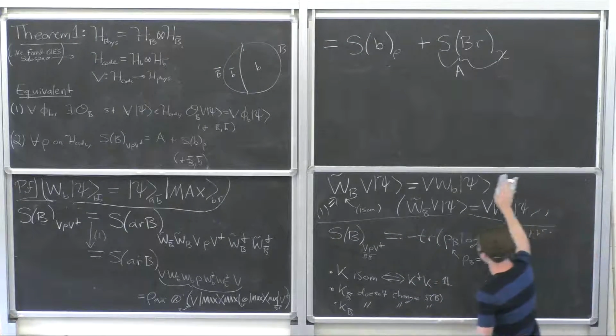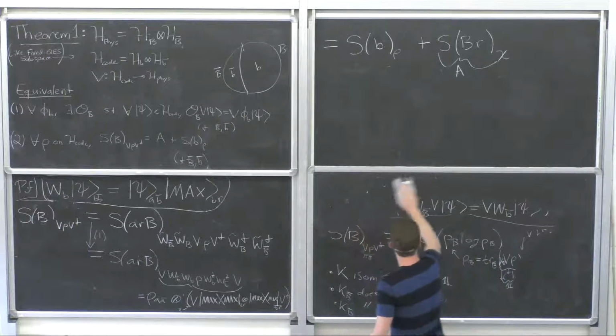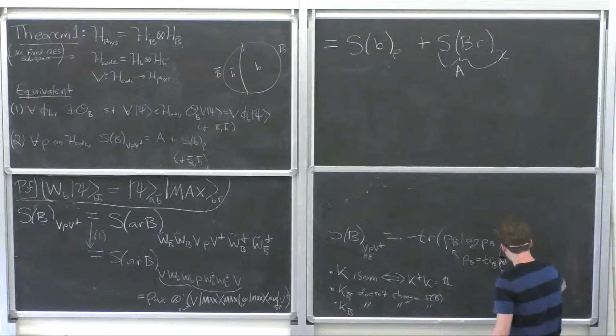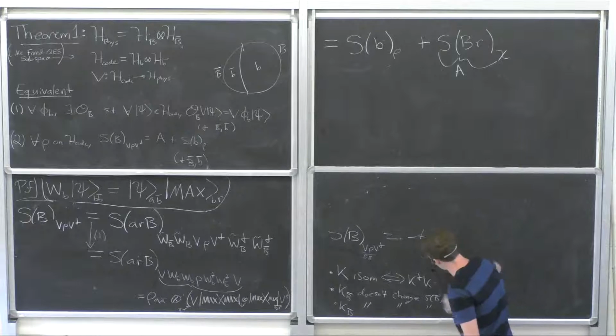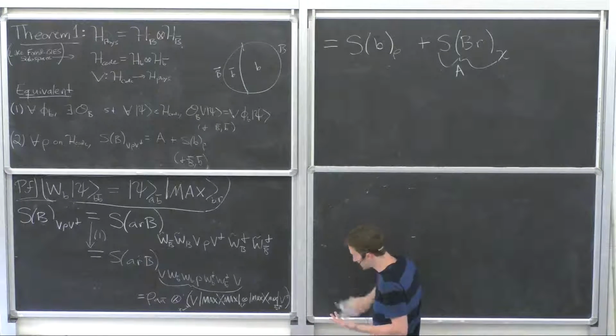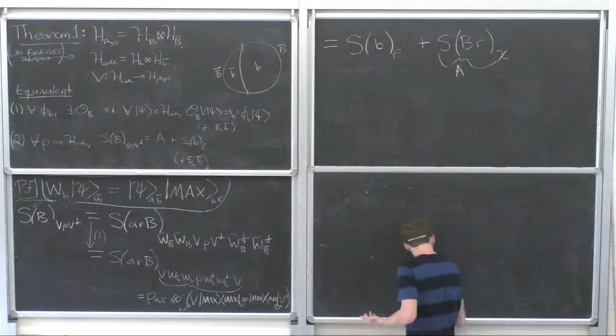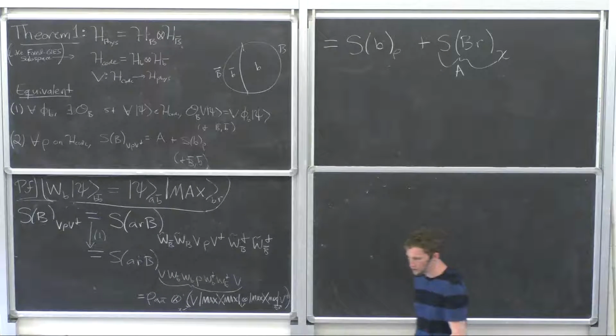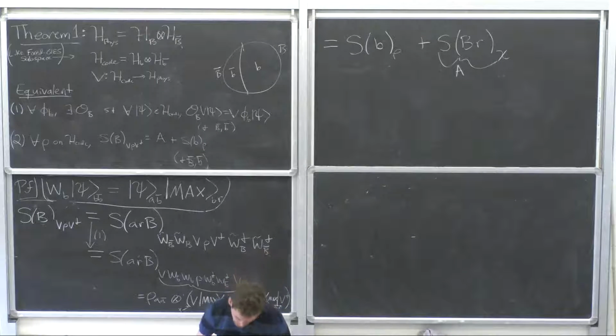So let me tell you the idea of 2 implies 1, because maybe this is the one that is more interesting, because it tells you how you start from the QES formula and then prove that you can do some reconstruction.